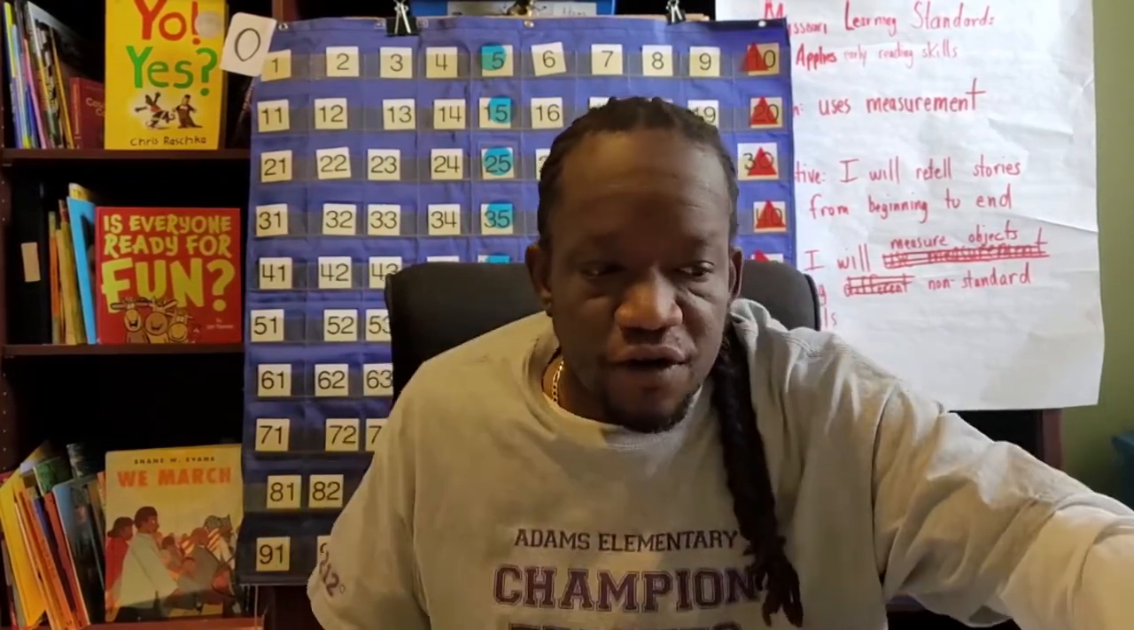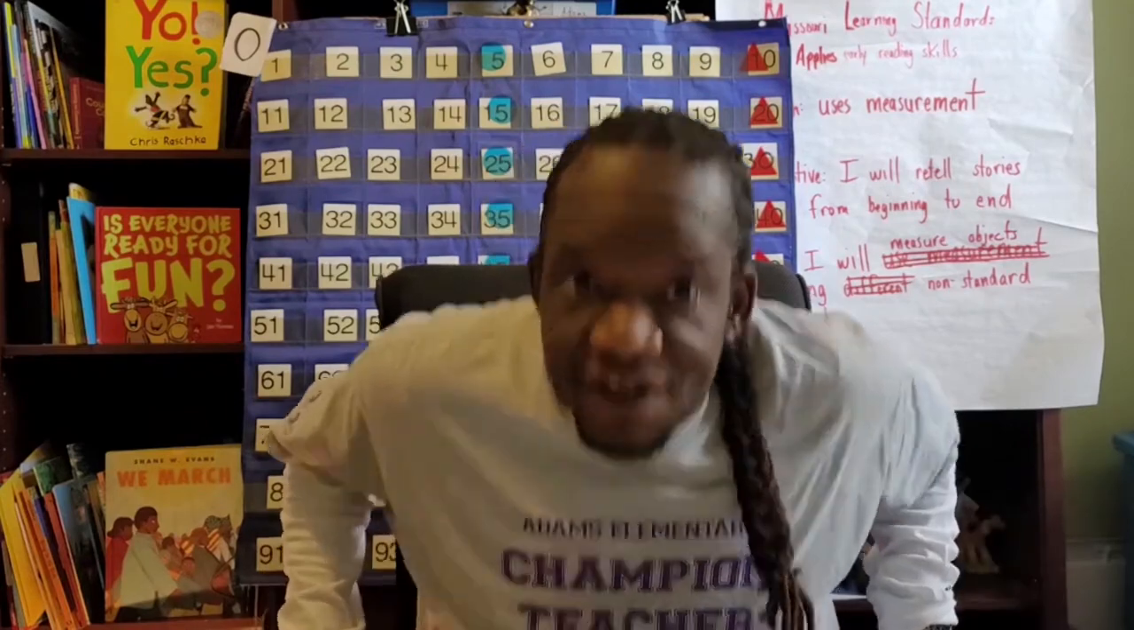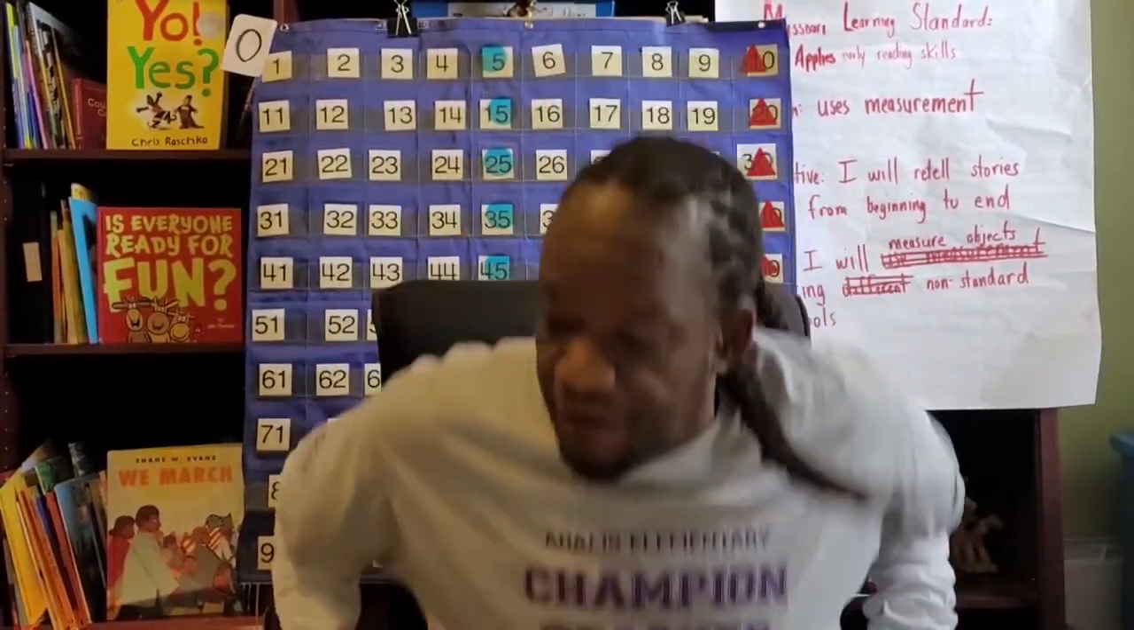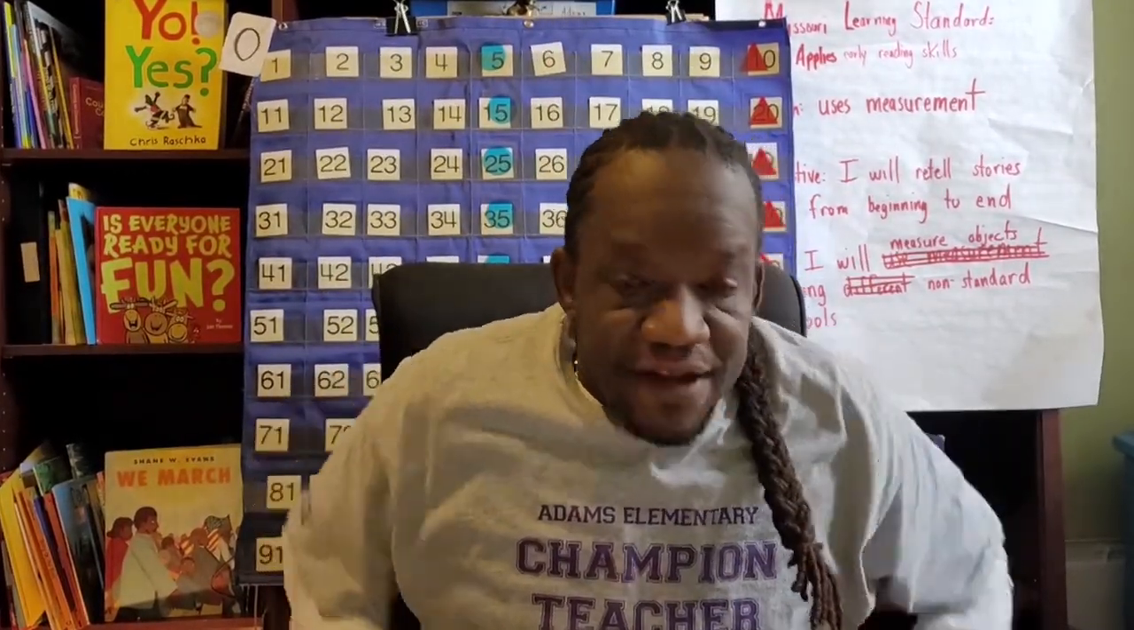10, 9, 8, 7, 6, 5, 4, 3, 2, 1. All right, let's raise our shoulders. 1, 2, 3, 4, 5, 6, 7, 8, 9, 10. Let's jump up and down 4 times. 1, 2, 3, 4. All right, all right.